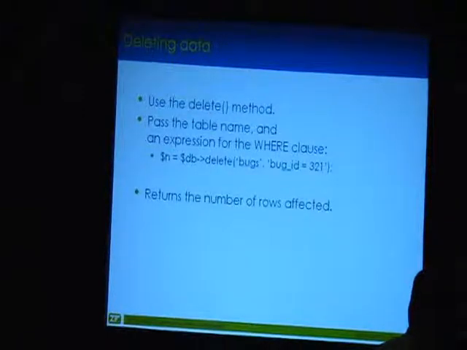Deleting data is very similar. You have a where expression in a string in the argument list to the delete function, and you also specify the table name. It also returns the number of rows affected. So this is as simple as you can make it, to be able to create, read, update, and delete operations against the database by specifying things in a very structured way using PHP methods.